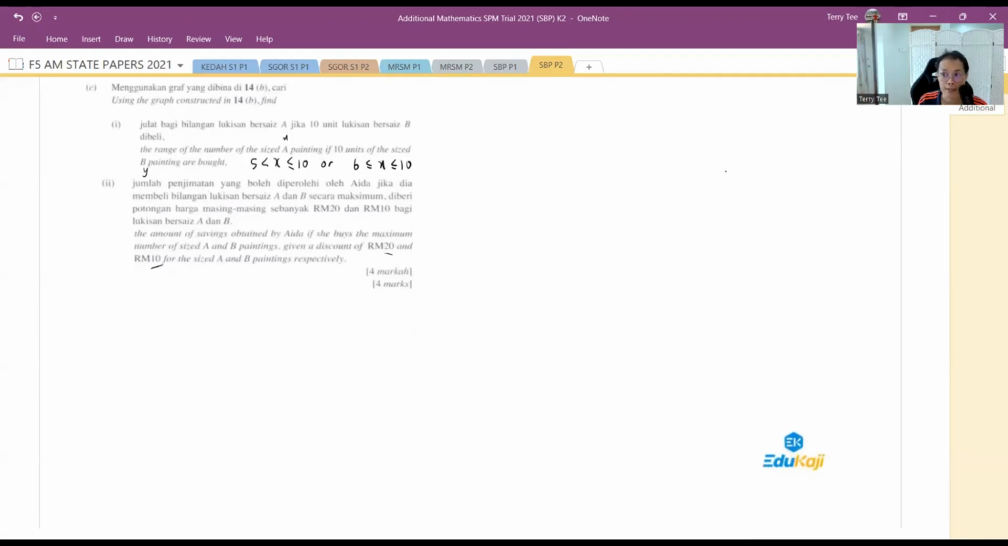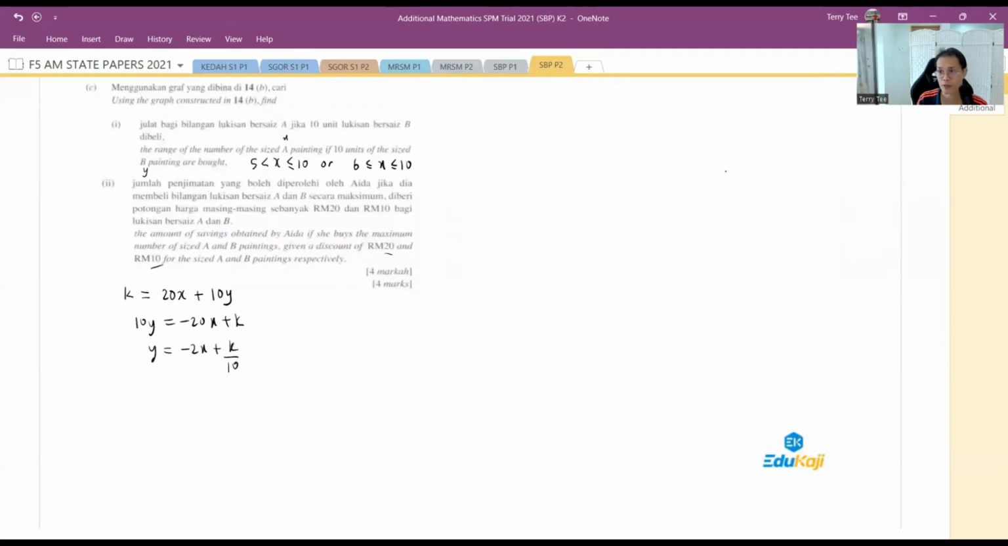Your objective function represents your discount. So maybe you just call it K, and size A painting, you get 20 ringgit discount. So you buy X of it. Size B, you get 10 ringgit discount. You buy Y of it. So let's make Y the subject, and Y equals minus 20x plus K. So Y is minus 20 divided by 10, which is minus 2x plus K over 10.